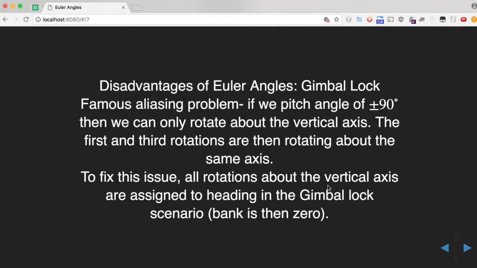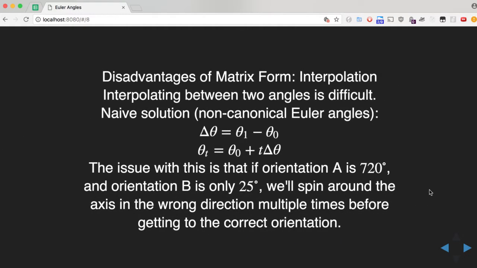Also, a famous aliasing problem is gimbal lock. If we pitch to plus or minus 90, then from then on we can only rotate about the vertical axis. The first and third rotations are then rotating about the same axis. So that's an issue that can come up. To fix this, all rotations about the vertical axis when we're in gimbal lock are always assigned to the heading. So that's a big issue too.